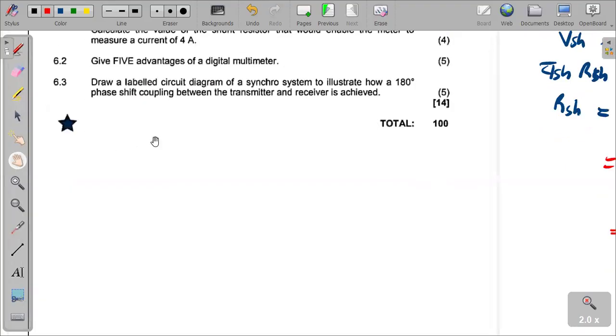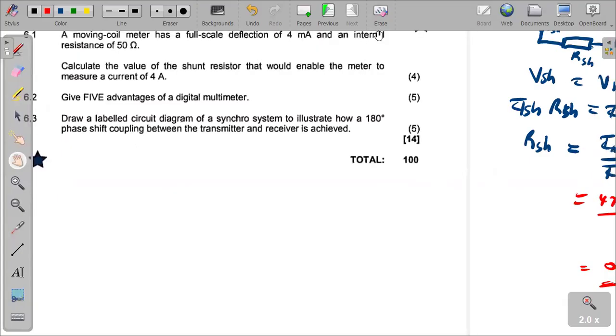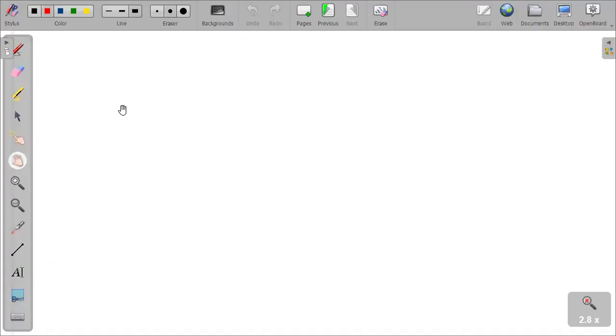Let's go to the last question. They say, draw a labeled circuit diagram of a synchro system to illustrate how a 180-degree phase shift coupling between the transmitter and receiver is achieved. I'm just going to draw the diagram here quickly. Okay, so here is how it looks. We can draw it in this way.